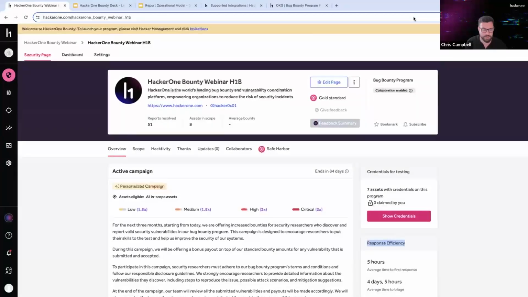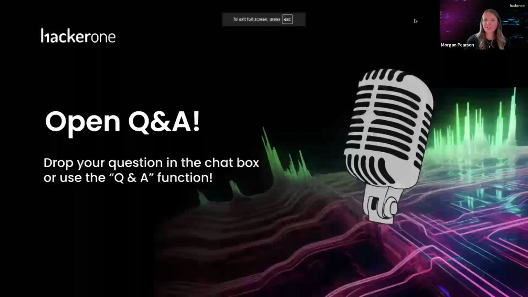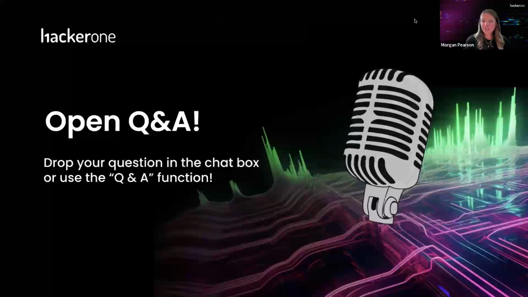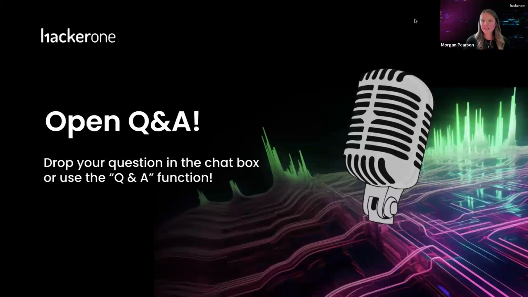I see we've got quite a lot of messages. And Morgan, do you want to get us started with any questions that we've been asked? Yeah, I can. We have received a few questions. One of them is about the scope tab. So is there a recommendation for filling out the details of the in-scope assets?